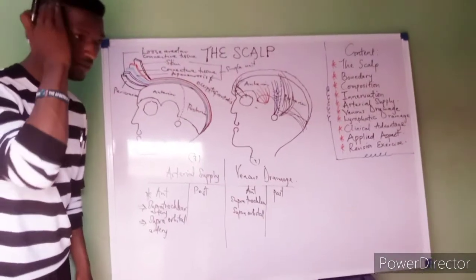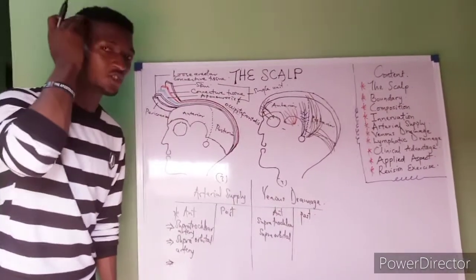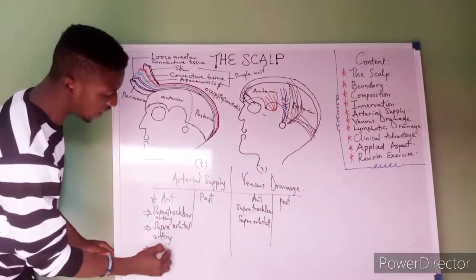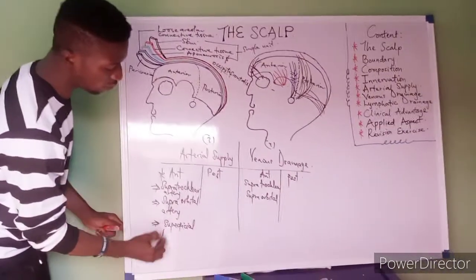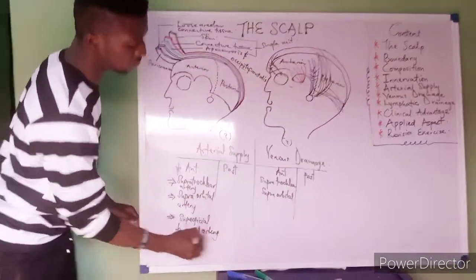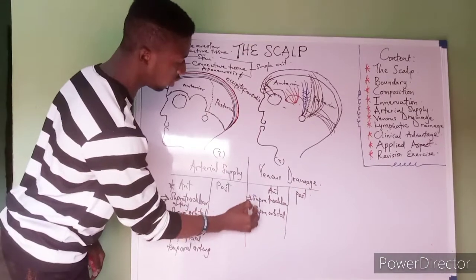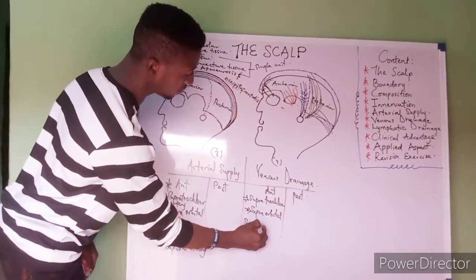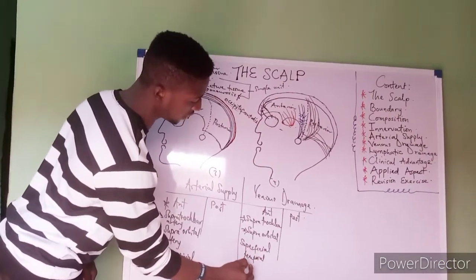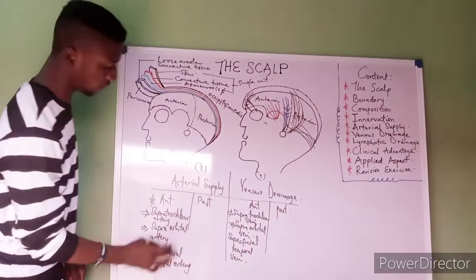Then from the side, we also have an artery that runs over the surface of the temporal muscle. What do we call this? We call it the superficial temporal artery. So this is the 3rd one. Here we also have the 3rd one called the superficial temporal vein. Don't forget, this aspect is for vein, and this is for artery.